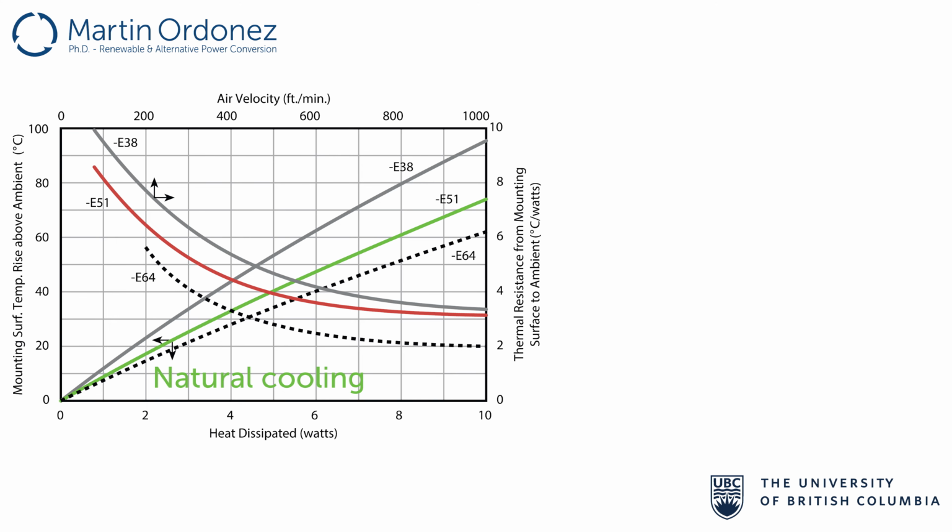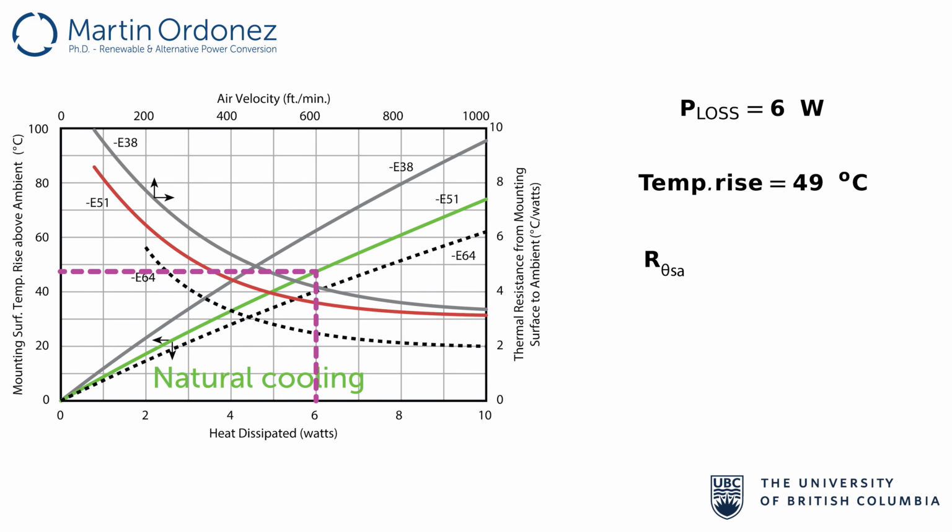First, let's try with the natural cooling system. As mentioned before, we have 6 watts of losses as our heat source. So, by using the proper curve, the green one, the surface temperature rise can be determined to be around 49 degrees Celsius.